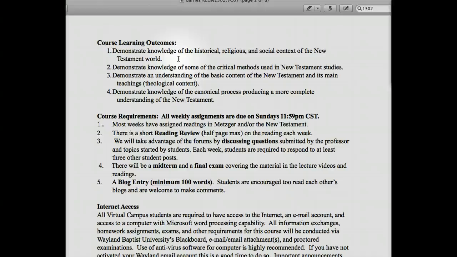There's a short reading review based on the reading each week. Now, the reading review is a couple sentences, a couple paragraphs about what you've read in the text. And I want you to shape that. Now, this is important. Shape that around two questions. You come up with a question for Metzger and a question for the New Testament. Now, it can be whatever you want, but try to make it substantial. An example of a question would be, why did Jesus speak so harshly to the woman that he called a dog?